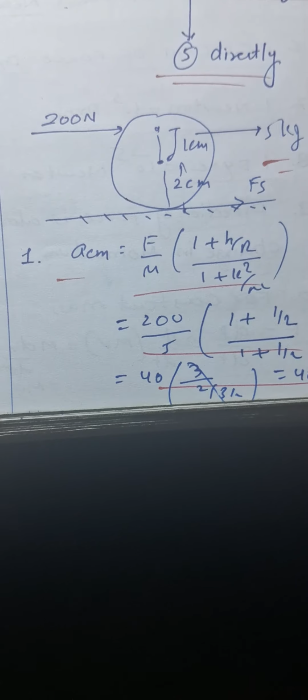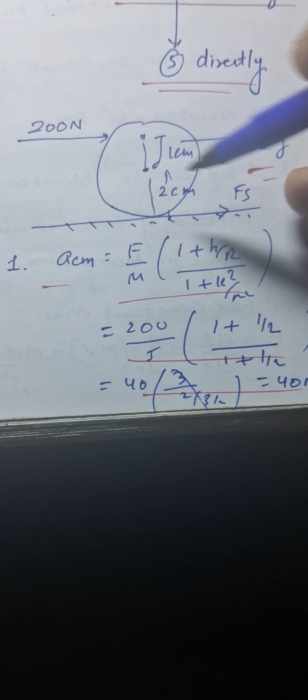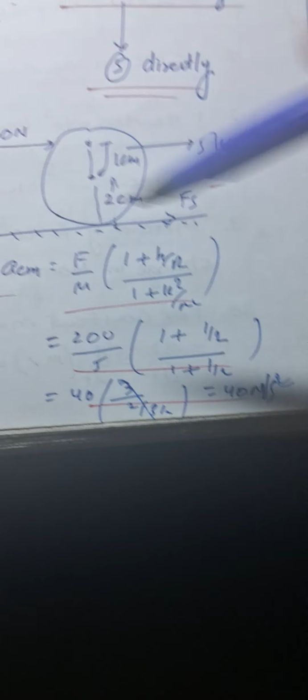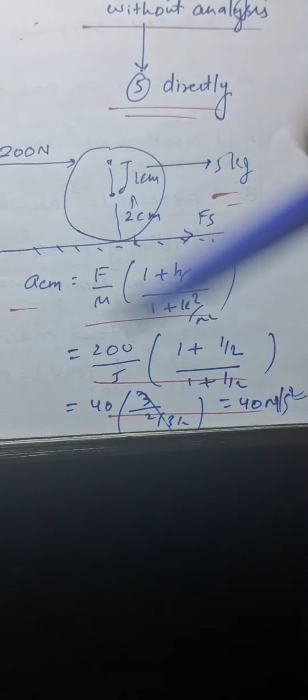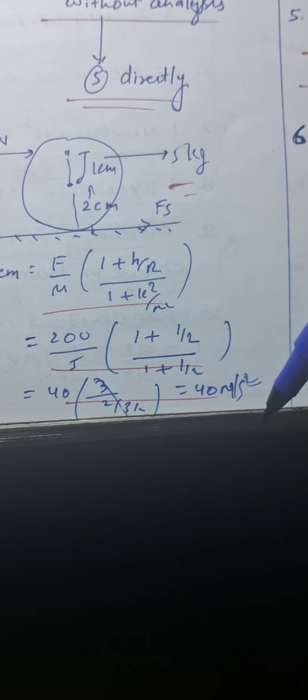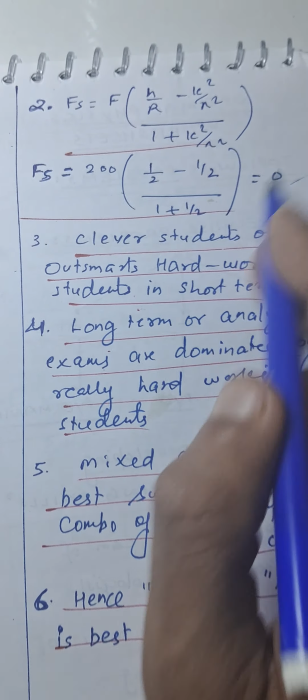Suppose the force is 200 Newton and force is applied on 1 centimeter, so acceleration of center of mass is F by m into this. So using this formula directly or this trick directly, you can bypass the complex calculations involved and directly say that acceleration will be 40 meter per second square, and similarly you can calculate the friction as 0.